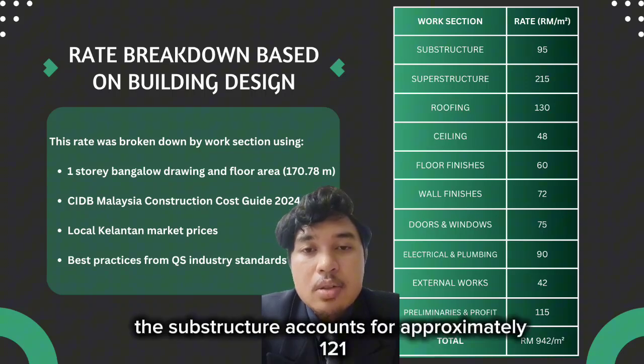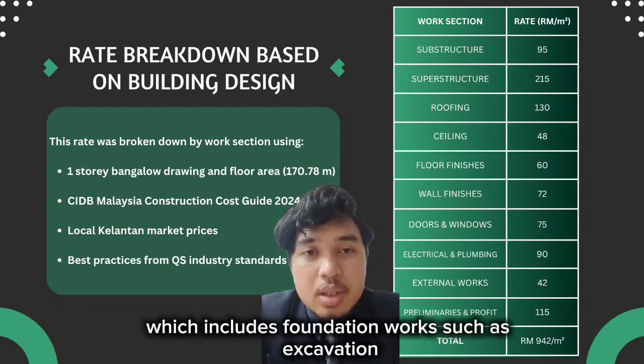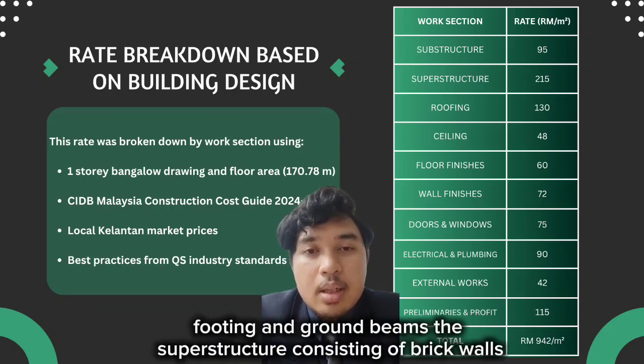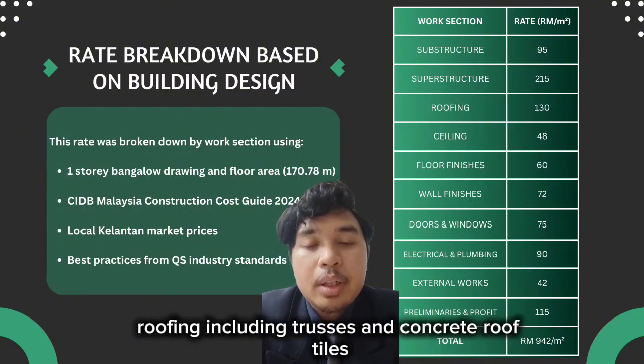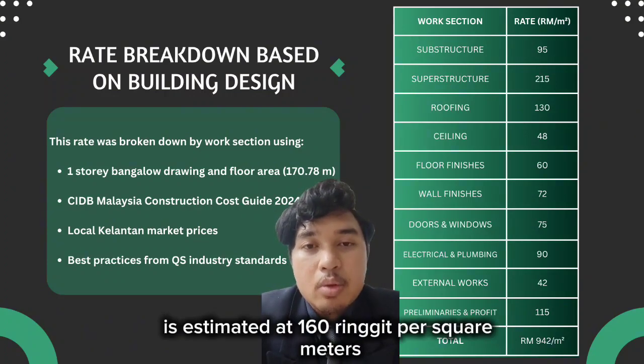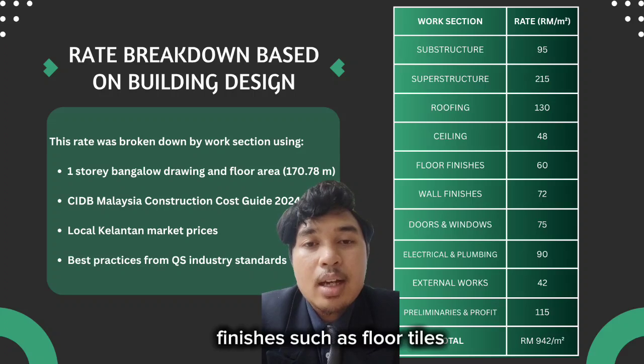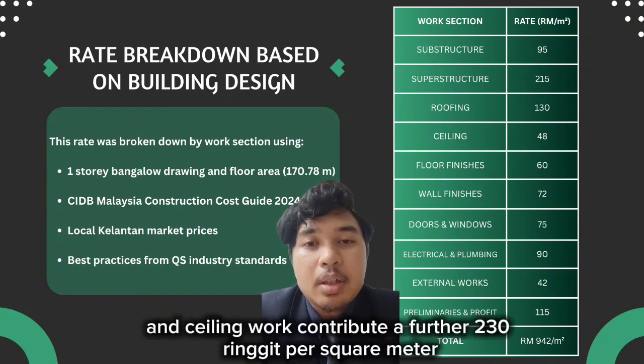The substructure accounts for approximately 121 ringgit per square meter, which includes foundation works such as excavation, footing, and ground beams. The superstructure, consisting of brick walls, reinforced concrete columns, and suspended slabs, contributes around 182 ringgit per square meter. Roofing, including trusses and concrete roof tiles, is estimated at 160 ringgit per square meter. Finishes such as floor tiles, plastering, and ceiling work contribute a further 230 ringgit per square meter.